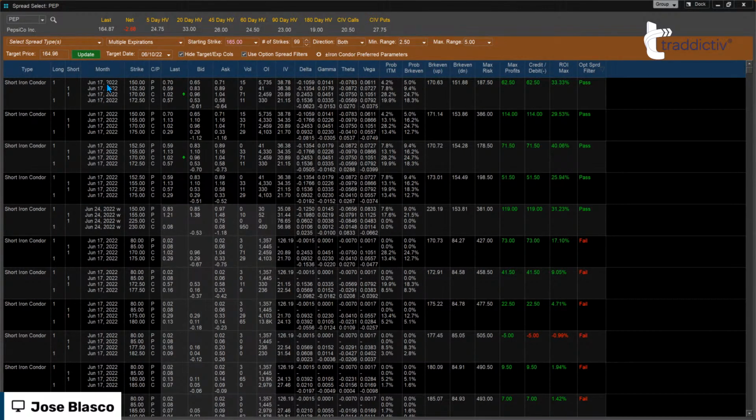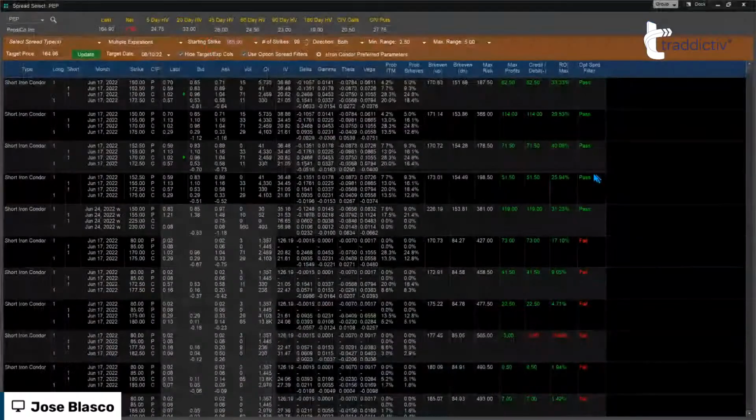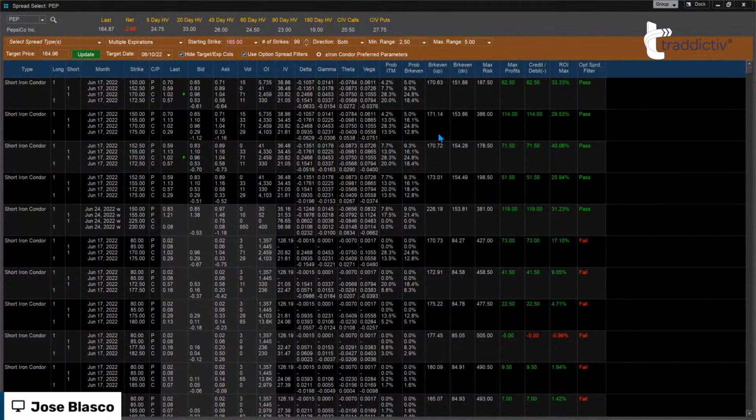So with June 17, we also have a few more passes. So with June 17, we are talking about 177, 145. So do we have 177? No, we don't. We have 226, but that's June 24. Okay, so we're gonna have to move to June 24.